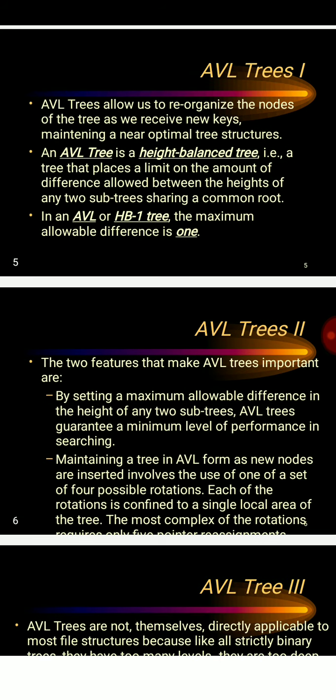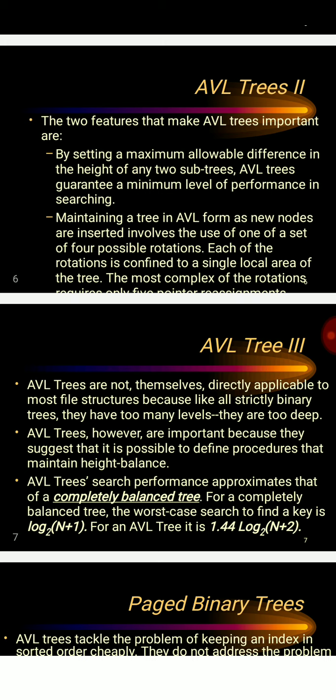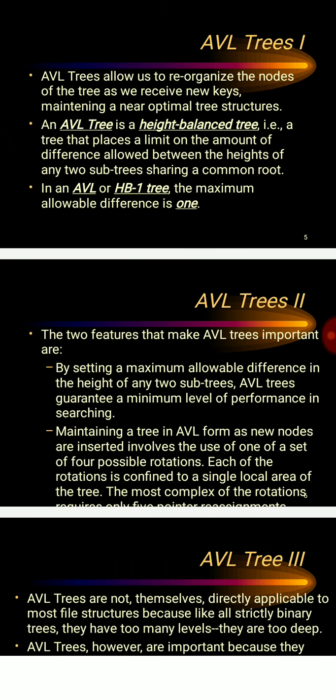At that time it is not an AVL tree. Suppose on the left hand side you have a depth of only 2 and on the right hand side a depth of 1, then we can see that it is an AVL tree, because the maximum difference between the child nodes is only 1. So it maintains the allowable difference of 1. It is also called a height balanced tree, that is, highest height balanced. The maximum allowable difference is 1.